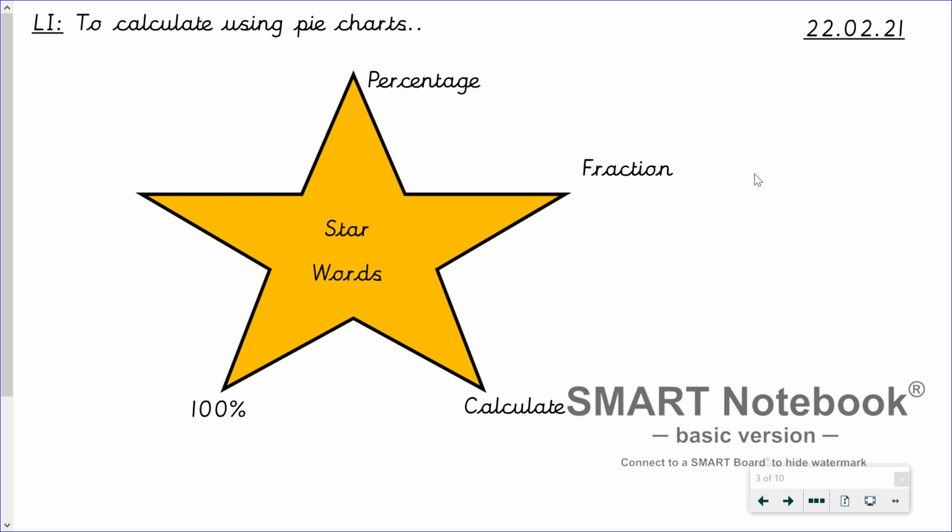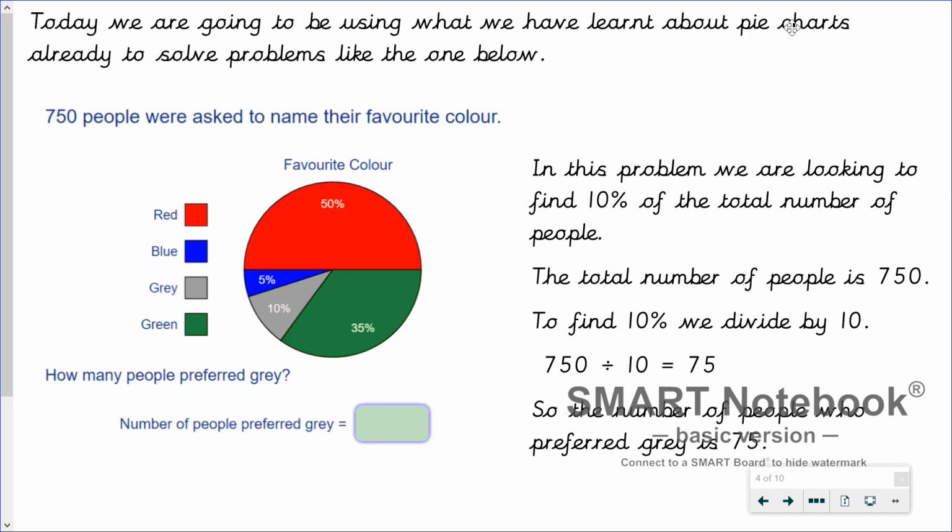Now today we are looking to calculate using pie charts. So we're going to be looking at pie charts to answer different types of questions. Star words, we're going to be using percentages and fractions in our pie charts. Calculate, and the important number we're going to be focusing on is 100%. That's going to be our whole. So let's have a look at a problem.